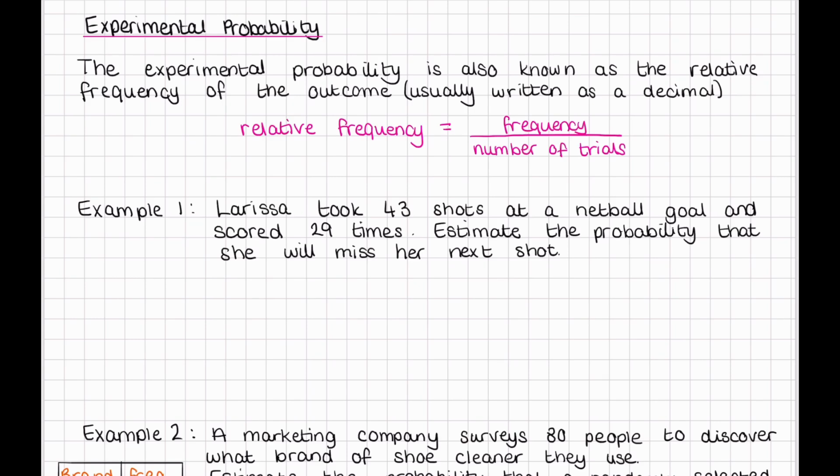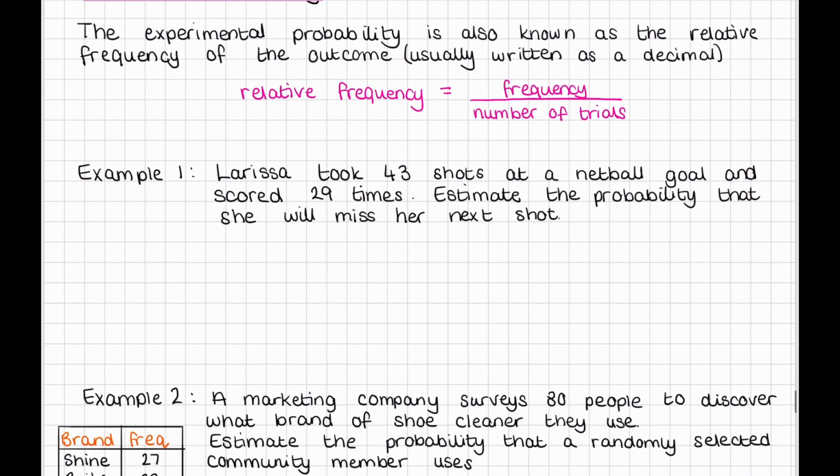This video is on experimental probability. The experimental probability is also known as the relative frequency of the outcome. Generally, we write it as a decimal, but it can be written as a fraction. Now, experimental probability is based on an experiment that's happened. The idea of the probability is exactly the same as theoretical, where the probability just equals the number of times something happened, so its frequency, divided by the total number of trials.